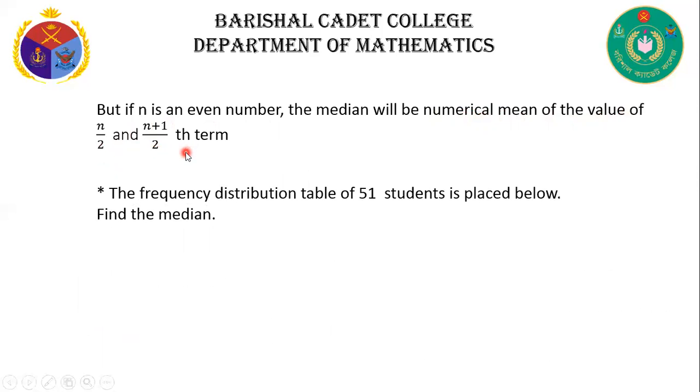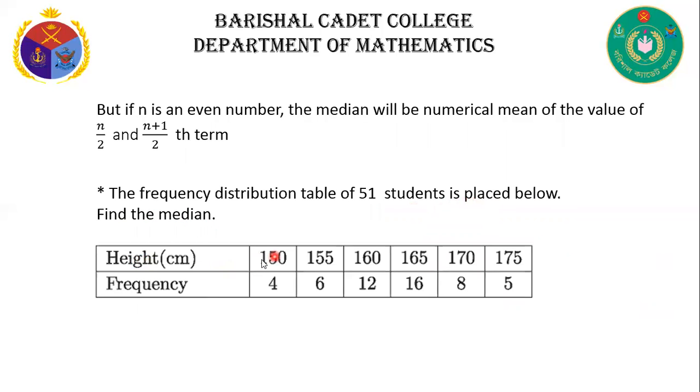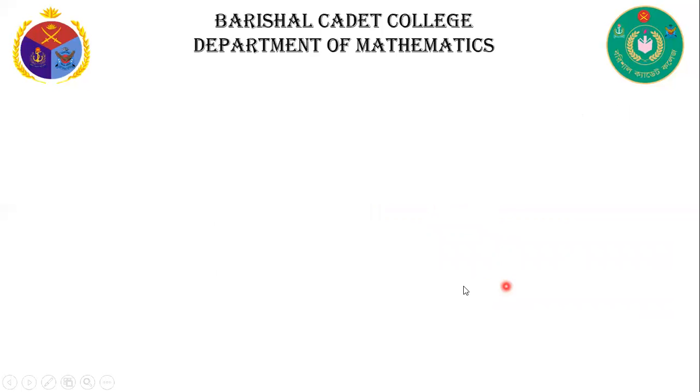So let us try to solve some questions, then it will be more clear to you. The frequency distribution table of 51 students is placed below. Find the median. Here height 150, frequency 4; 155, 6; 160, 12; 165, 16; 170, 8; 175, 5.